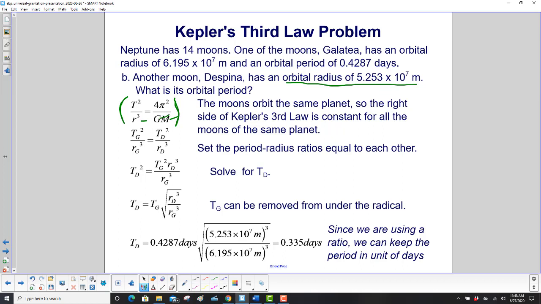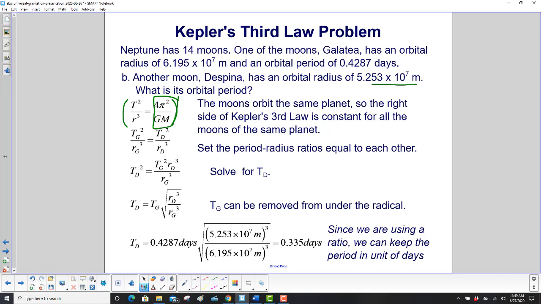But there's a more elegant way of doing that. And that's the way we're going to choose, because I just told you how to brute force it, which isn't very cool. We're going to start with this. That's Kepler's third law. These moons, Galatea and Despina, orbit the same planet. That's Neptune. So look at the right side of Kepler's third law. This is constant for everybody orbiting Neptune.